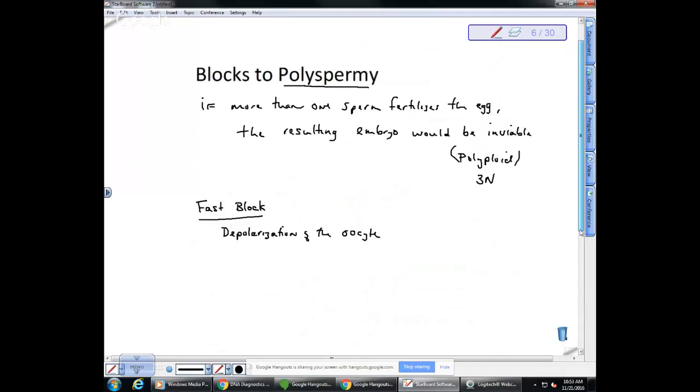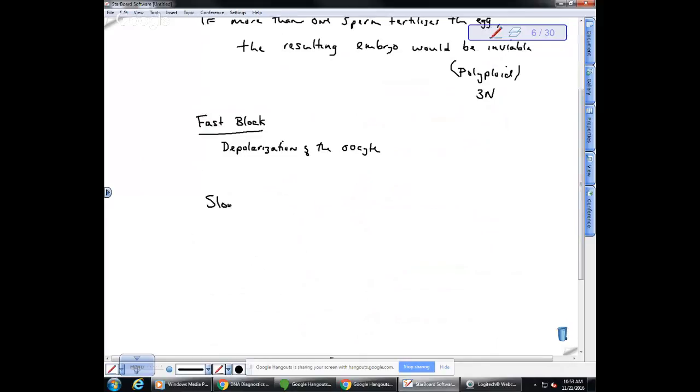So then we have what is called the slow block. And the slow block has another name, and it is called the cortical reaction. Sorry, cortical. Is there an A there? Let me look at it. I think maybe there is an A. Yes, cortical reaction.